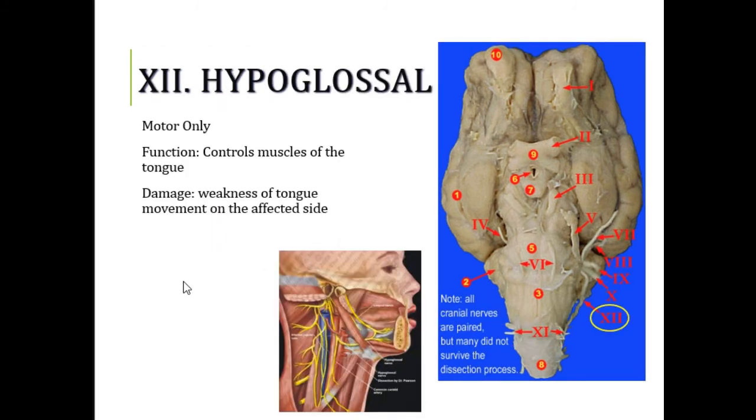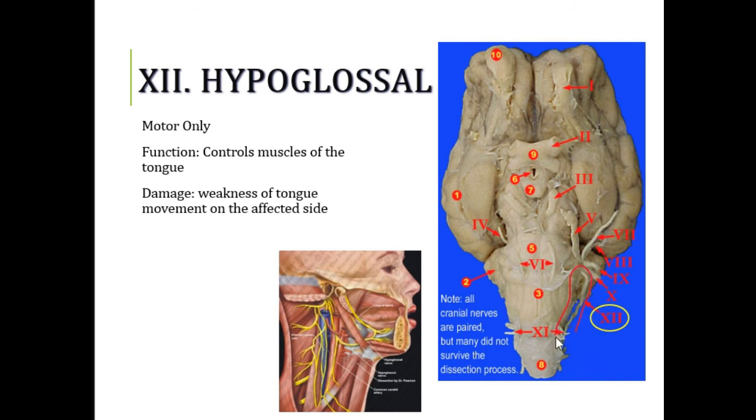And finally, we have gotten to cranial nerve 12, the hypoglossal nerve, which is a motor nerve. And the function is to control muscles of the tongue. And if you have damage to the hypoglossal nerve, then you'll have weakness of the tongue and movement on the ipsilateral, or the same affected side as the damaged nerve.